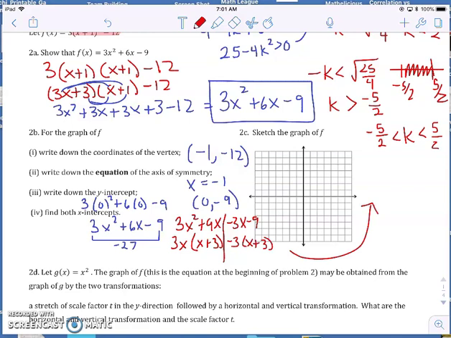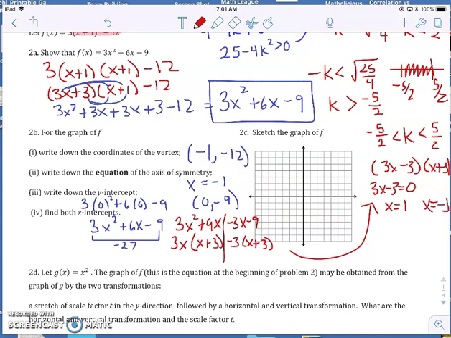So it factors into 3x minus 3, x plus 3. So where are our zeros? Where does 3x minus 3 equal 0? Well, that's at x equals 1. And this one's easy. That'd be at x equals negative 3.